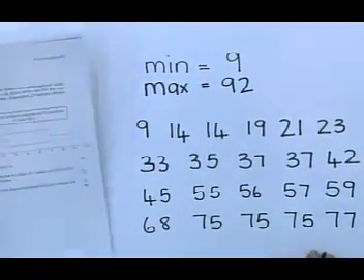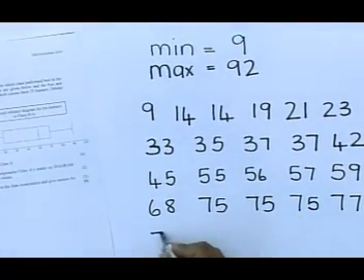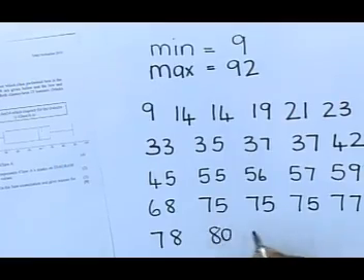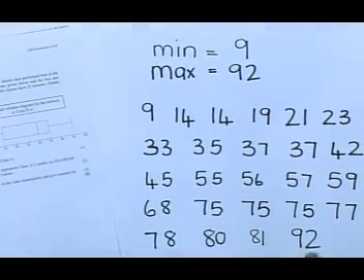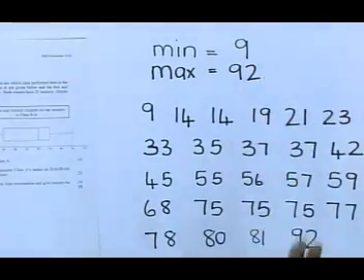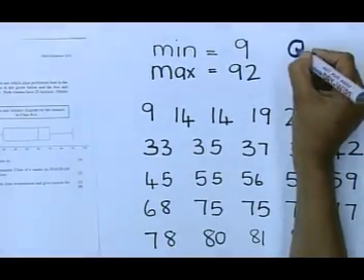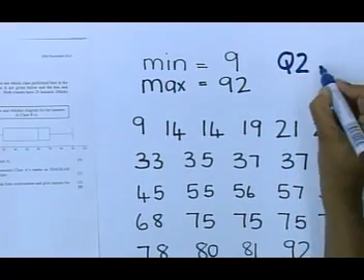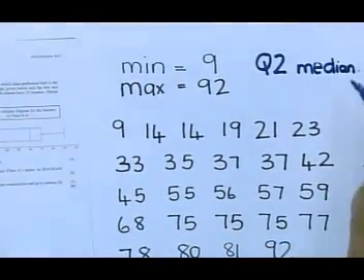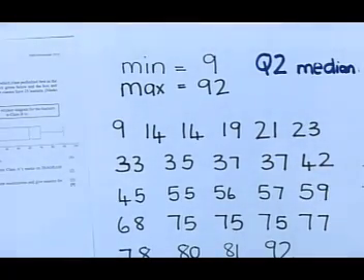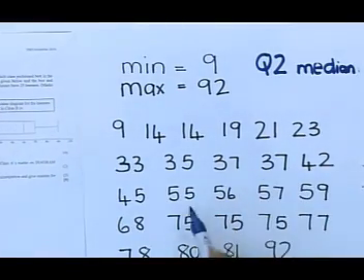I've got 77. Let me move this up. Then I have 78. Then 80, 81, and 92. Why did I write down all these scores? Remember, this is the 5-number summary. So you have got your minimum, you've got your maximum. Now the 5-number summary wants the following. It wants quartile number 2, which is also your median. What is the median? The median is my middle number. Let's go and look. If I have 25 scores, then my middle number obviously is going to be this 55 here.